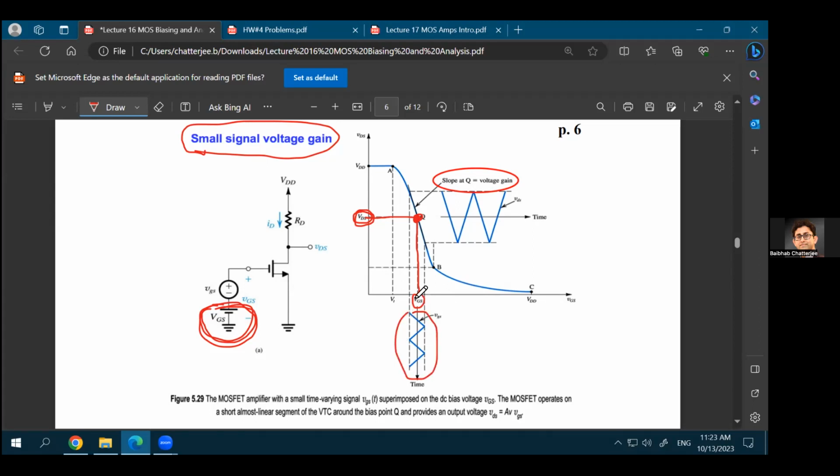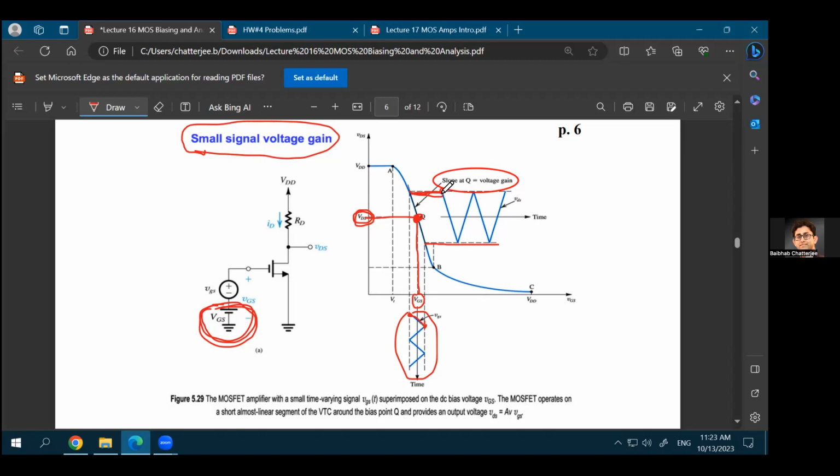The input is applied around a DC gate voltage of VGS. But if you have a small signal excursion around that DC VGS, the minimum point of that excursion corresponds to this point. Again, extend that point here. So that would be one of the extremities of your output VDS. Again, the maximum point of your input small signal is here. Extend that point, and this will correspond to one of the extreme points of your output VDS.